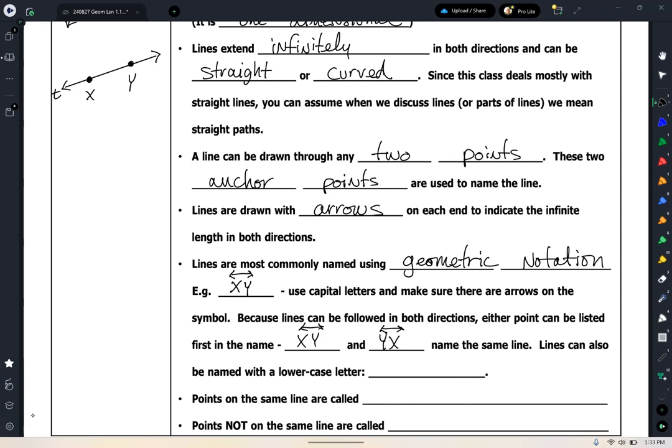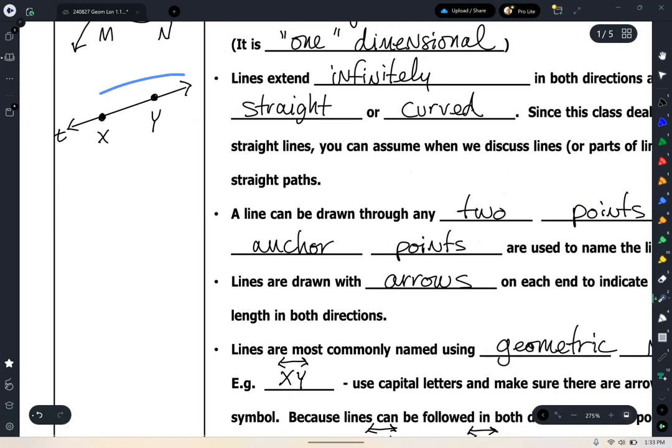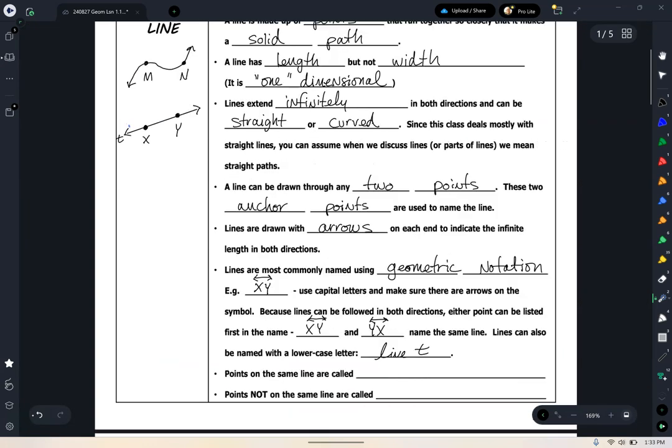All right, so sometimes you're going to see a line named with a lowercase letter. Watch this. Let's refocus. All right, in that case, this line could also be called line T. All right, so now the question becomes, how do I know whether this is line T, line X, or line Y? Well, line T is a lowercase cursive letter without a point. You see that? There's no dot there. So that means it's naming the line. Whereas this is clearly capital letter X, that's point X. These two would need to be included in the point naming of the line. Now, this is going to be the most common way you see it. This is kind of an old school way, but you're going to see it, so you need to know what it is. All right? Okay.